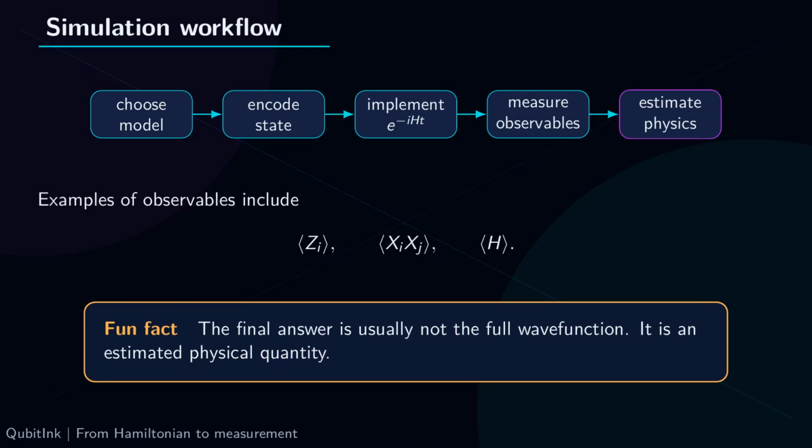Examples of observables include ⟨Z_i⟩ and ⟨X_i X_j⟩. These are expectation values, not full wave functions. This point matters. In most quantum simulations, the final answer is not the entire state vector. The goal is usually to estimate measurable quantities such as energy, magnetization, correlation functions, or other physical observables.